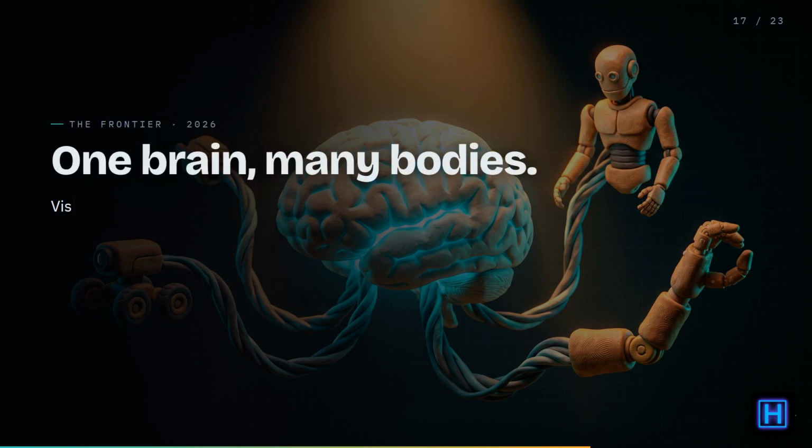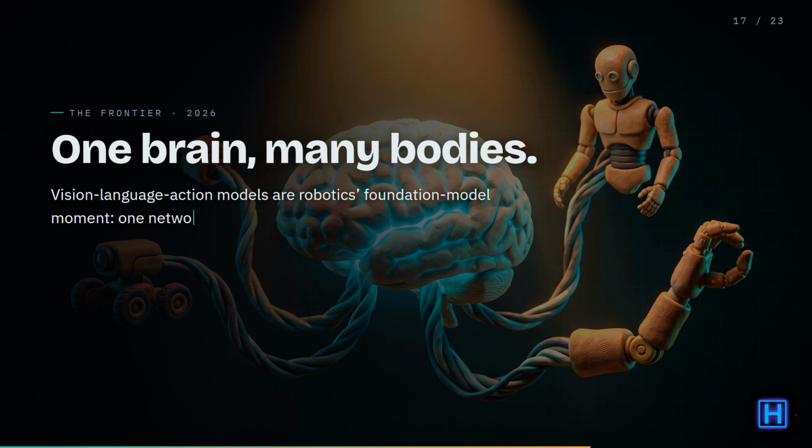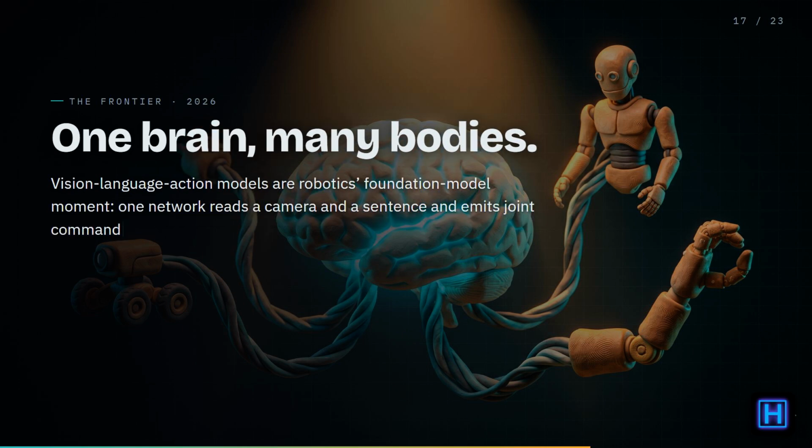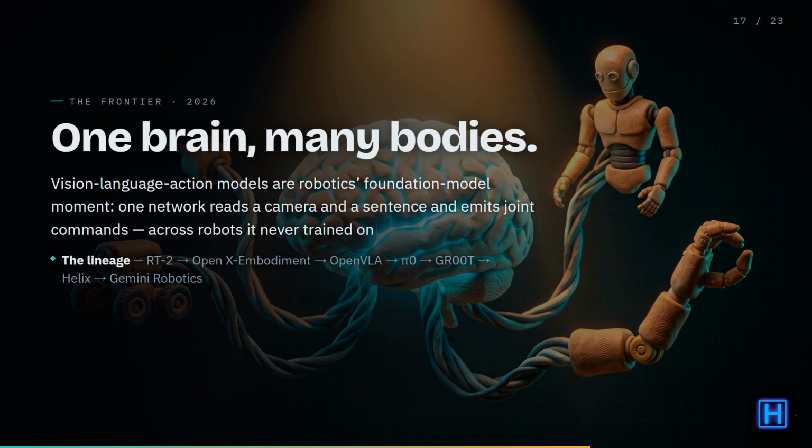One brain, many bodies. Vision-language-action models are robotics' foundation model moment. A single network reads a camera and a sentence and emits joint commands, across different robots it was never retrained for. The lineage: RT-2, Open X-Embodiment, OpenVLA, Pi 0, NVIDIA GR00T, Helix, Gemini Robotics.